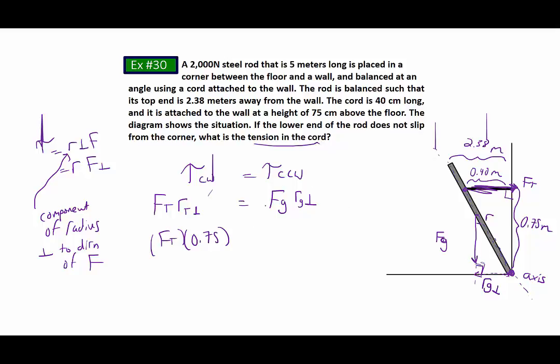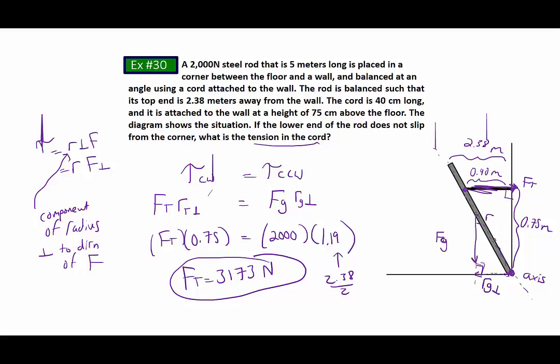So equals, force of gravity is 2,000 newtons times 1.19 meters. And where do I get 1.19 meters? Well, we're going to assume it's acting at the center of the rod. So 2.38 divided by 2, that was how far the edge of the rod was from the wall. So that's where our center of gravity is going to be. And when we work it out, force of tension is going to be equal to 3,173 newtons.